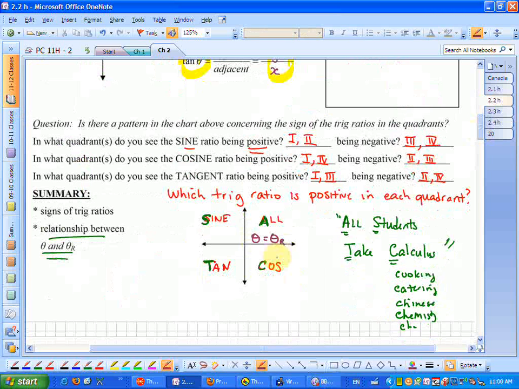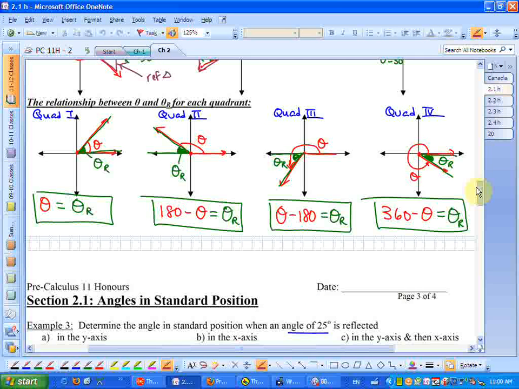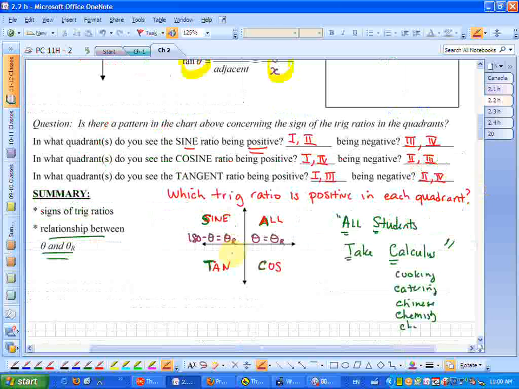If you're not too sure, I'll go back to my notes from last day. I believe it was 180 minus theta. You bet. So remember last day, 180 minus theta is equal to theta r. And then the third quadrant, I think it was theta minus 180, which gave us theta r. And then the last quadrant, I think it was 360 degrees minus theta, which gave us theta r.